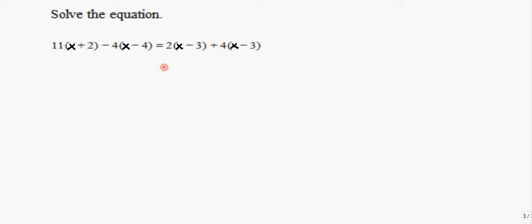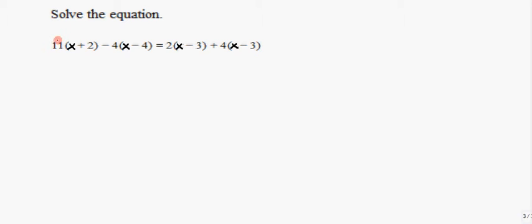Alright, we've got another equation to solve that has parentheses. And it looks like they went crazy with the parentheses here. They've got two sets of parentheses on each side. But no worries, because we do it the same way we would if there was only one set of parentheses. We just have to do it a bunch of times.